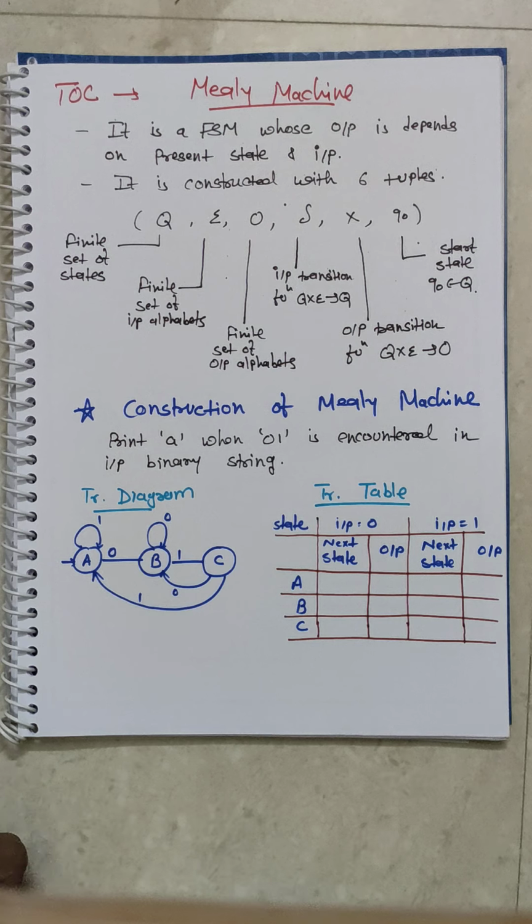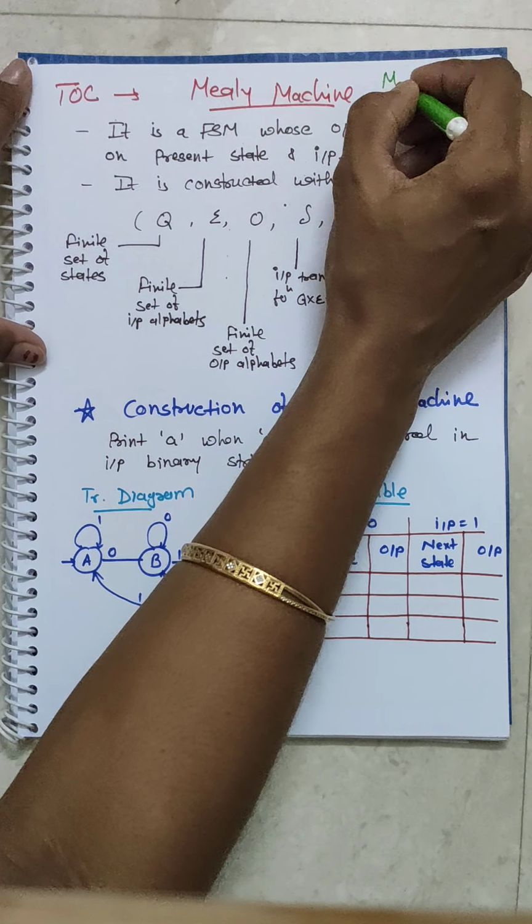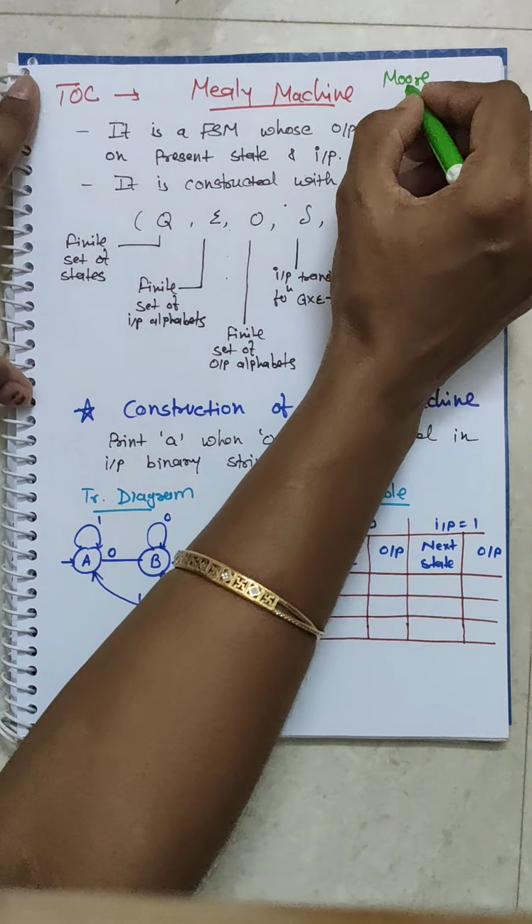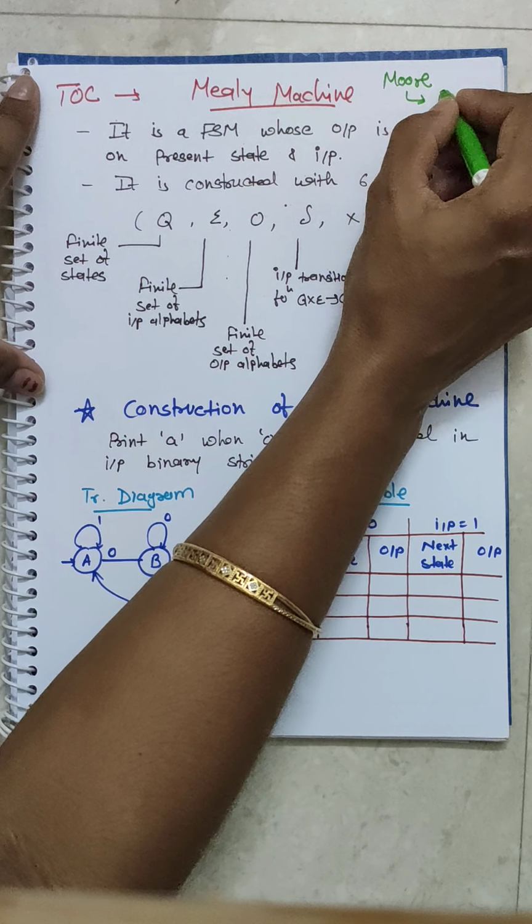Today in this video we learn about the Moore machine. As we know, there is a finite state machine that generates the output. So there are two types of machine, Moore machine and Mealy machine. In the Moore machine, as we know from the previous video, the output depends on the present state.